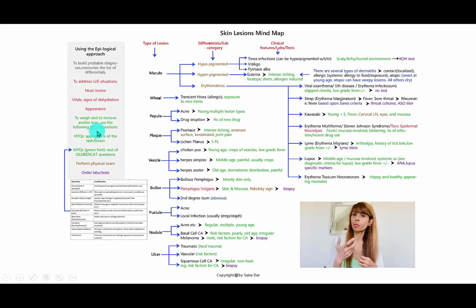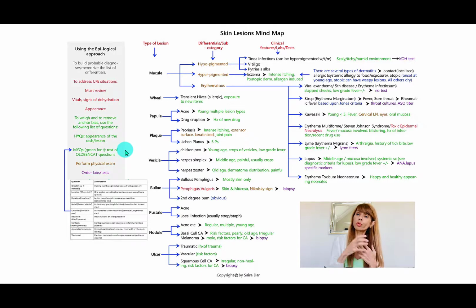The third step of the epilogical approach is to weigh all the differential diagnoses based upon the appearance of the lesion and the differential diagnosis we are considering. And in order to weigh the differential diagnosis, we need to ask appropriate questions. So we'll look at that also as we move along. The fourth step of the epilogical approach is to remove anchor bias. In other words, not prematurely arriving at a diagnosis without looking at all the additional possible diagnoses for the lesion that we are looking at. So we'll follow the epilogical approach whenever we are approaching patients in a clinical scenario.